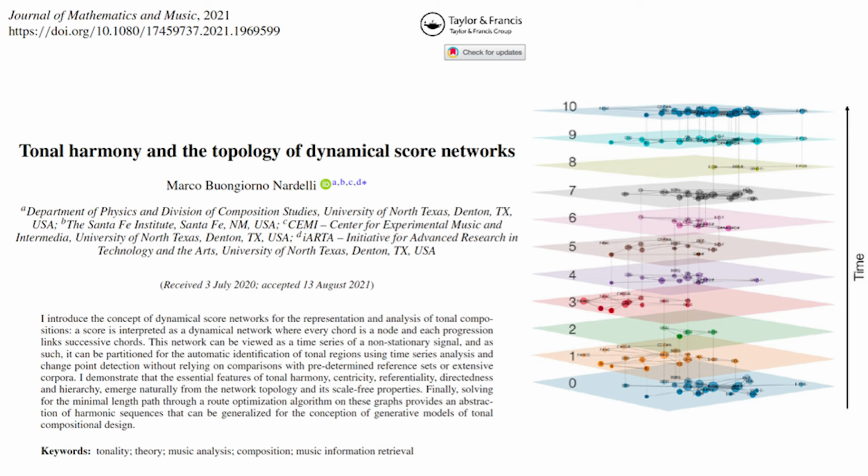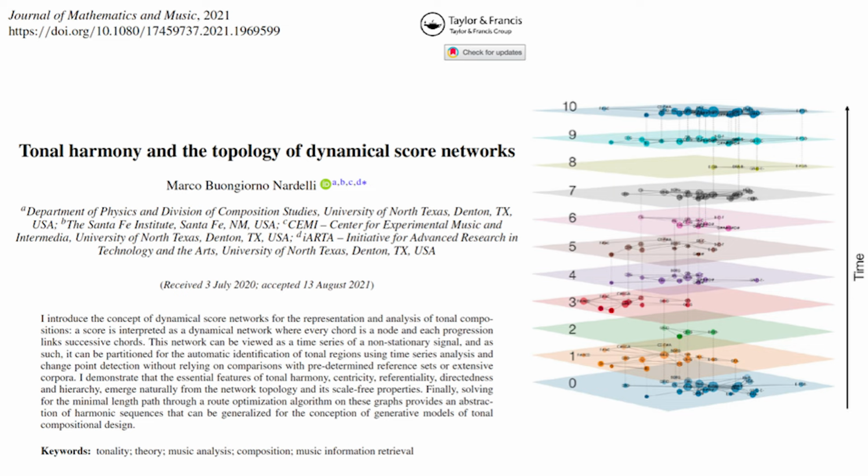So this interpretation is not just a geometrical representation of the piece, but gives us a very deep insight also on the fundamental components of the composition, like which chord connects to which other chord and how they belong to the same kind of sonority in terms of the musical expression. This leads to the second paper that was published last year in the Journal of Mathematics and Music. The title of this paper is Tonal Harmony and the Topology of Dynamical Score Networks.